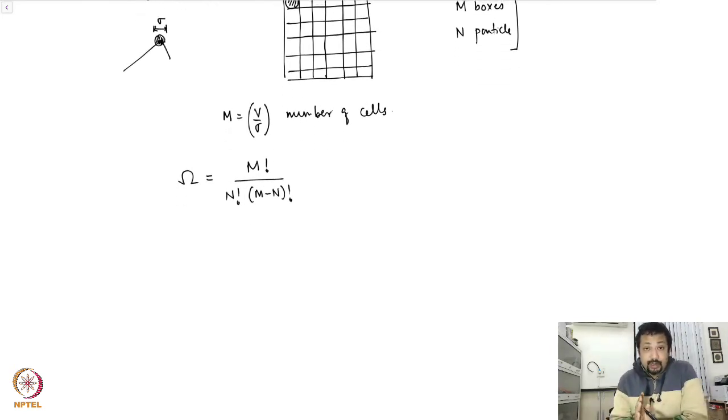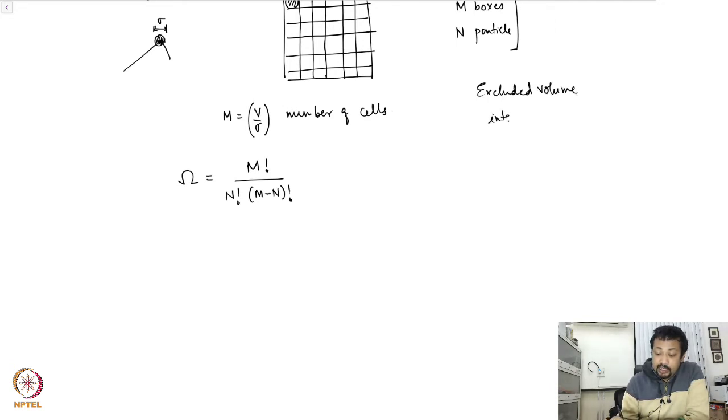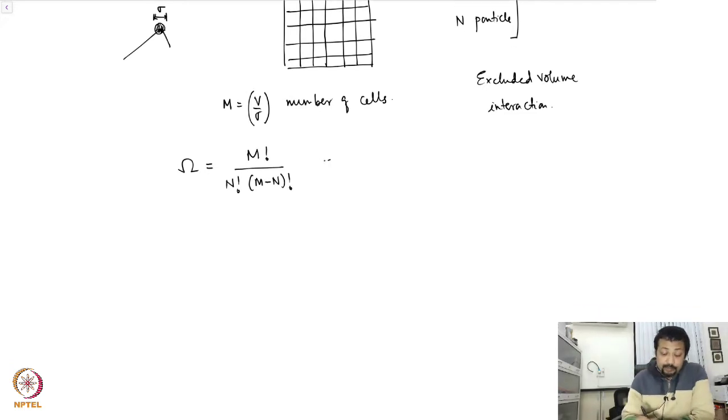In soft condensed matter or in statistical physics, this is the simplest of these interactions and is called excluded volume interaction. As the name itself suggests, I am excluding volume because a certain volume is being excluded because of the size of these particles. So then let's move forward.